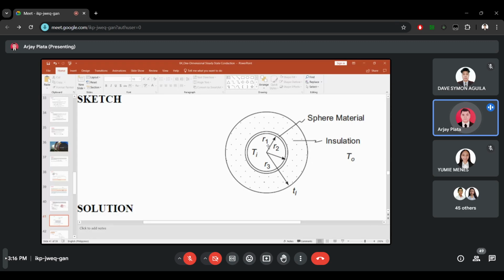So we have R1, which is the radius of the sphere. R2 is the outside radius. R3 is for the insulation. So we have two thermal conductivities here because we have two materials. So we have the thermal conductivity for the sphere and the thermal conductivity for the insulation.